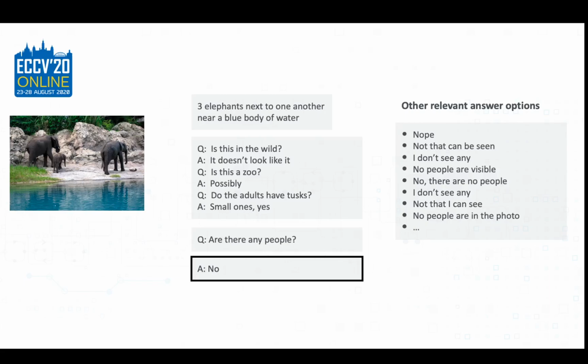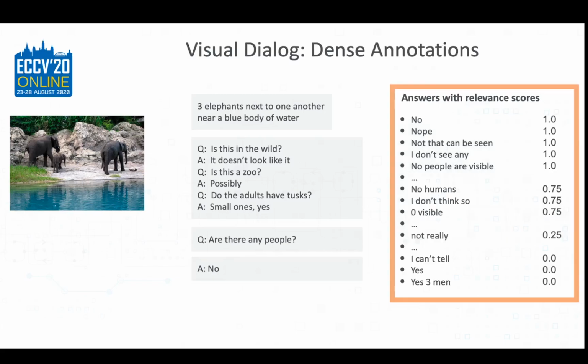A concern with the evaluation procedure described earlier is that the evaluation does not account for multiple correct answers and only considers a single ground truth answer per question. To address this, the dataset for a subset of the samples also contains dense annotations, which are fine-grained relevance scores for each answer option, thereby allowing the evaluation to account for multiple correct answers. Models are evaluated based on the NDCG metric.